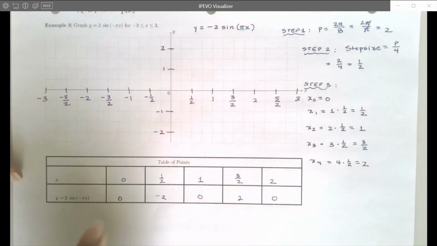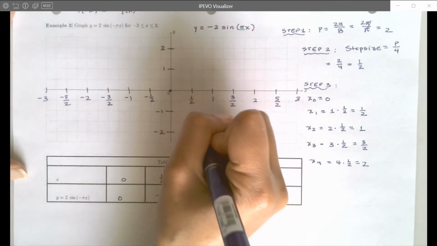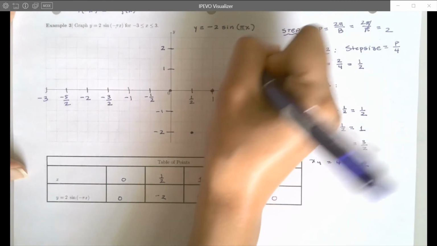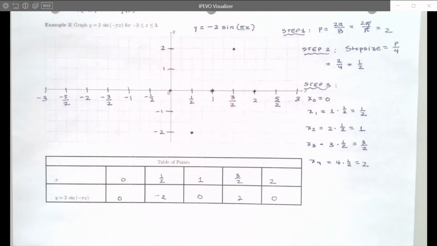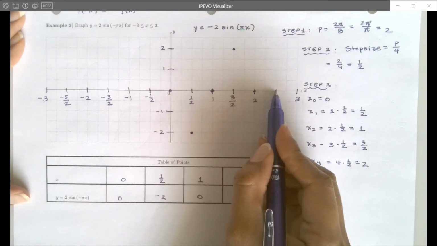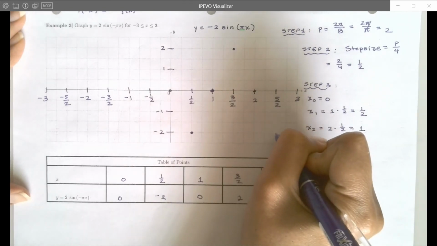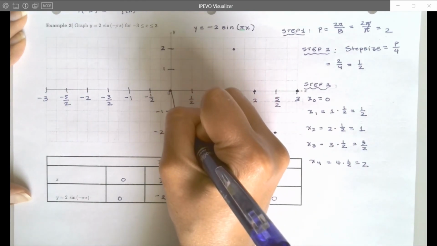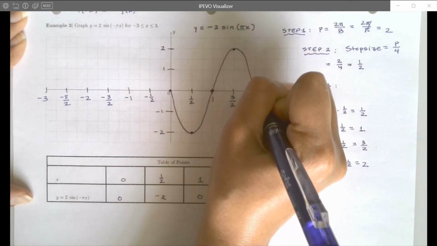Let's plot the points. We got 0, 0, 1/2, comma, -2, so that's down here. 1, 0, 3/2, comma 2, 2, 0, and if we continue the pattern here, well, let's see, at the next quarter, this has already completed one cycle, so we're going to start repeating. We're going to go down to -2 and then back up to 0 to get this shape of the graph on the positive x-axis.